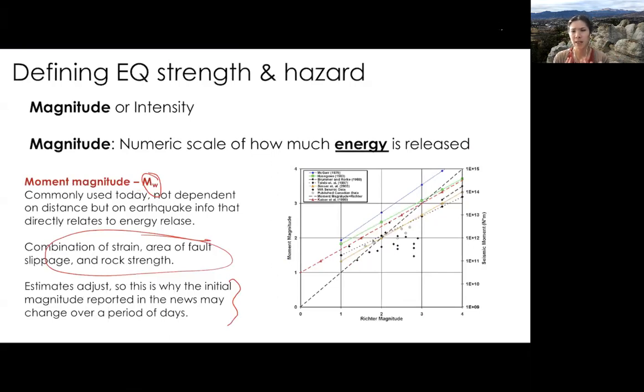The two are fairly related though. We can see here a comparison of the Richter magnitudes on the x-axis and the moment magnitudes on the y-axis. And these follow fairly well a one-to-one scale. There are some instances where the Richter magnitude overestimates the energy and some instances where it underestimates. But overall, they're fairly close.